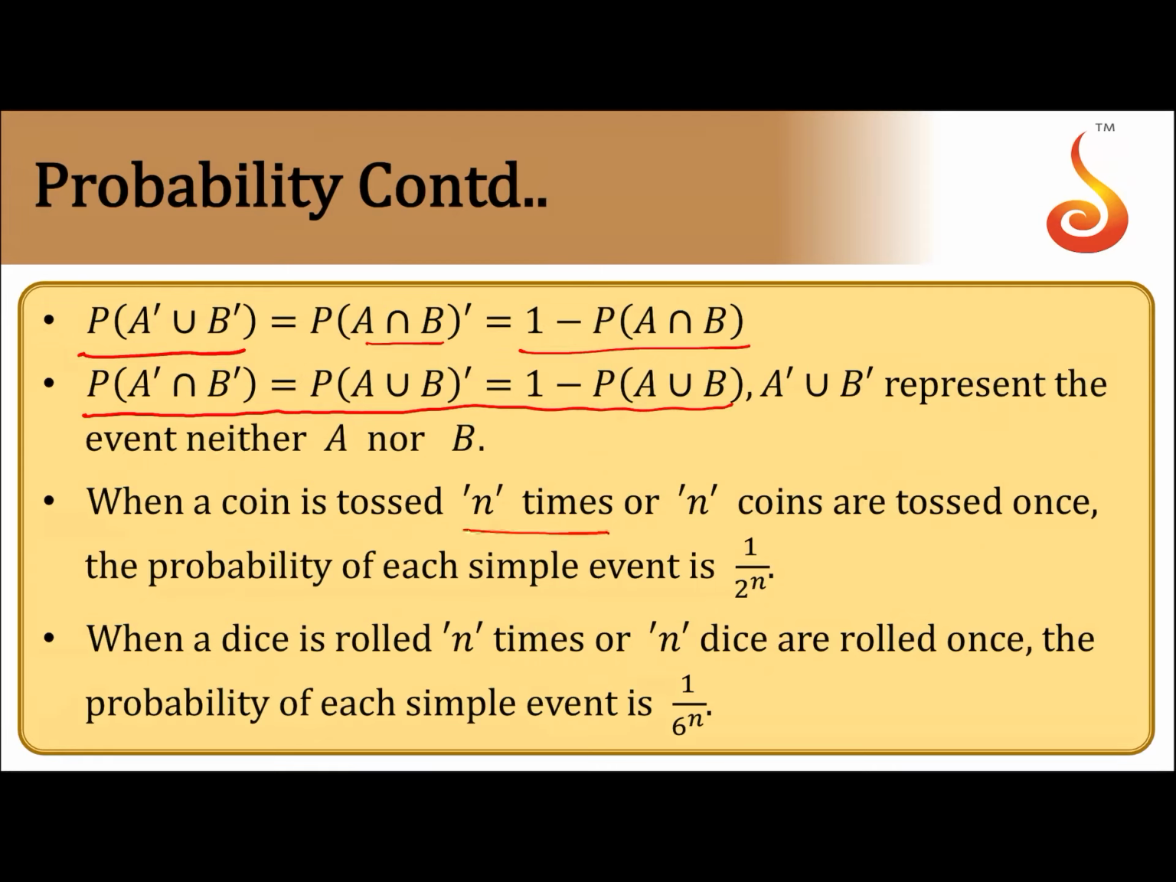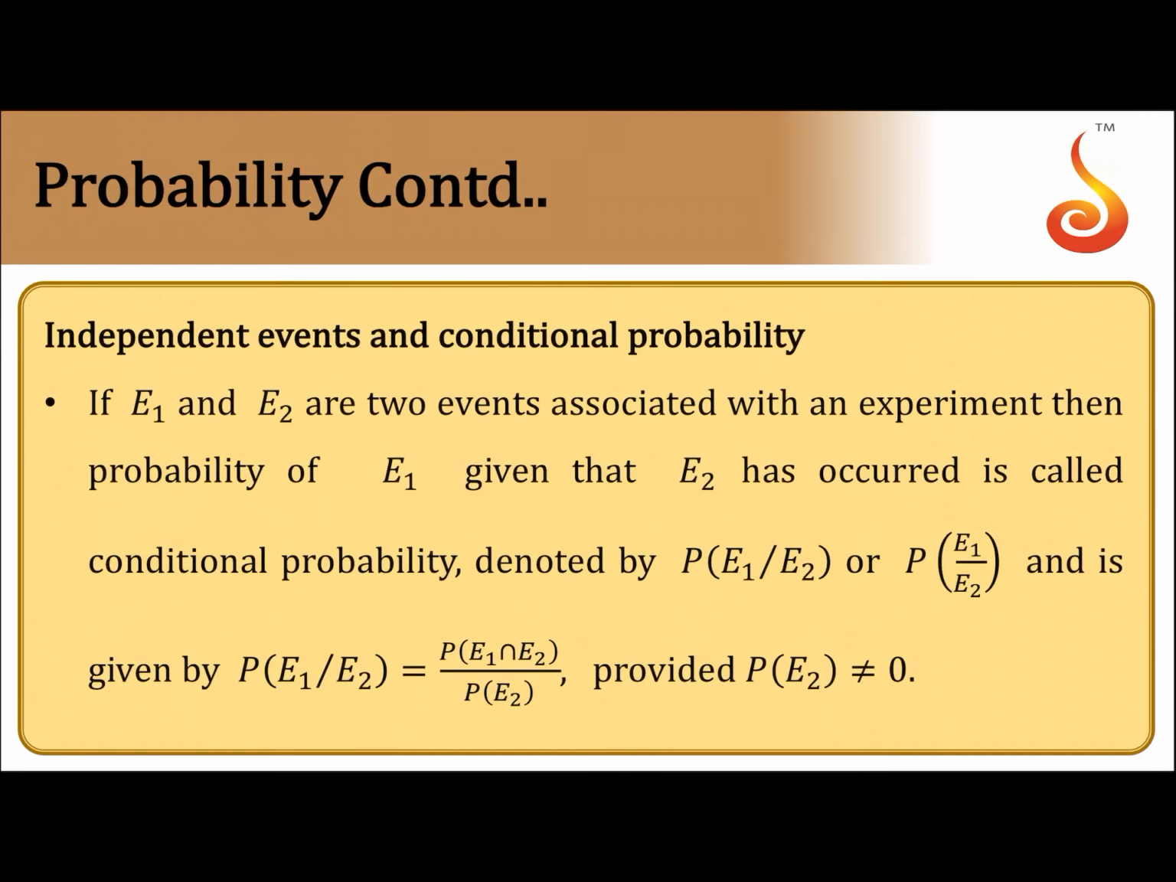And two important specific examples: if a coin is tossed n times, then the probability of each simple event is 1 by 2 power n. And when a die is rolled n times, its simple event probability is 1 by 6 power n. Coming next, conditional event, conditional probability.